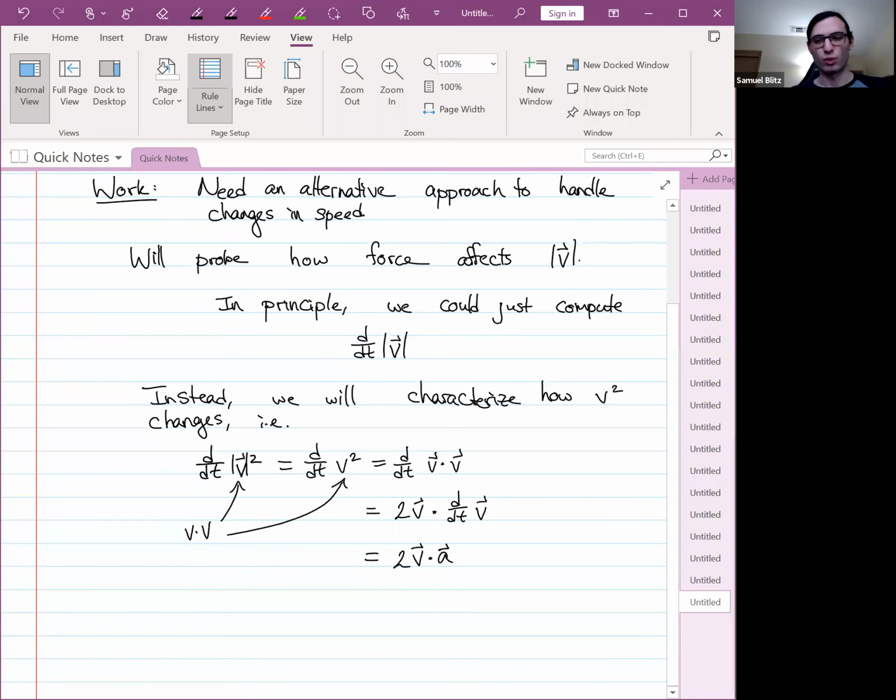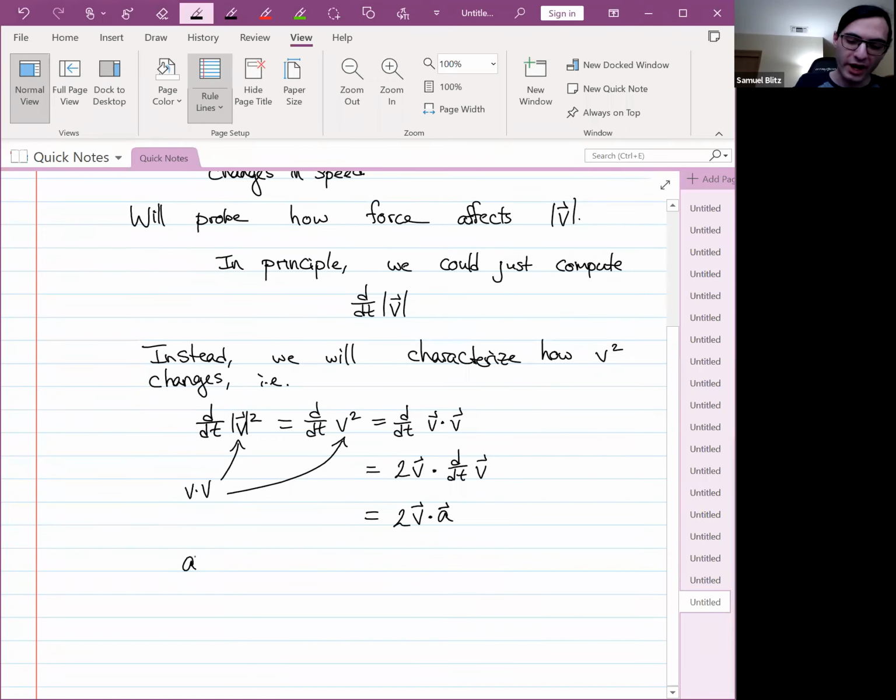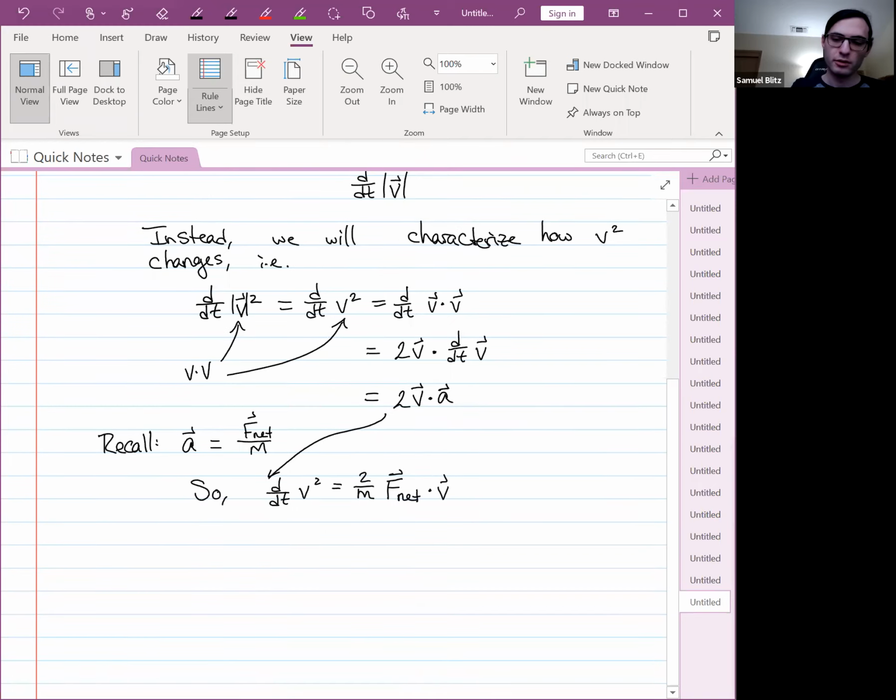Now this is strange, but so far what this means is it tells us how the acceleration affects the change in the velocity, or rather the change in the square of the velocity. So you might get the idea that we're getting there, because now we can use the fact that acceleration is related to the force. It's equal to F net divided by mass. And so taking this result, we get that the time derivative of v squared is 2 divided by m, F net dot v.